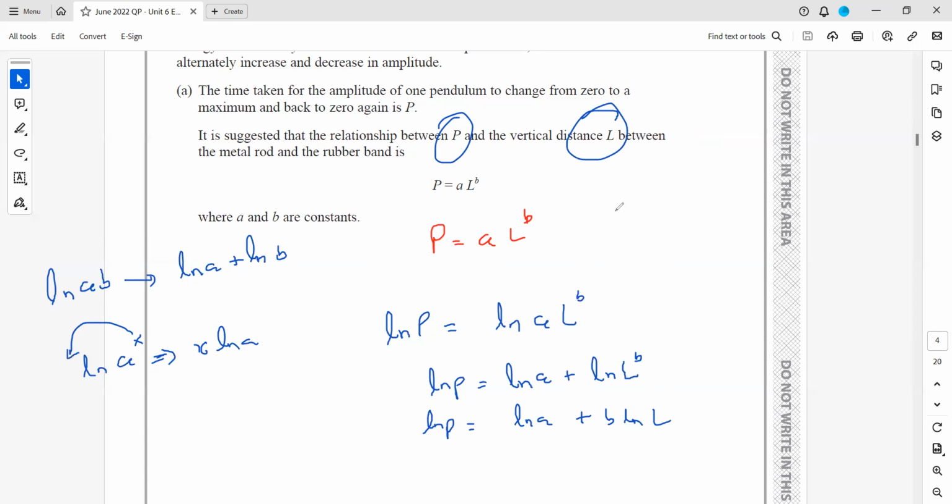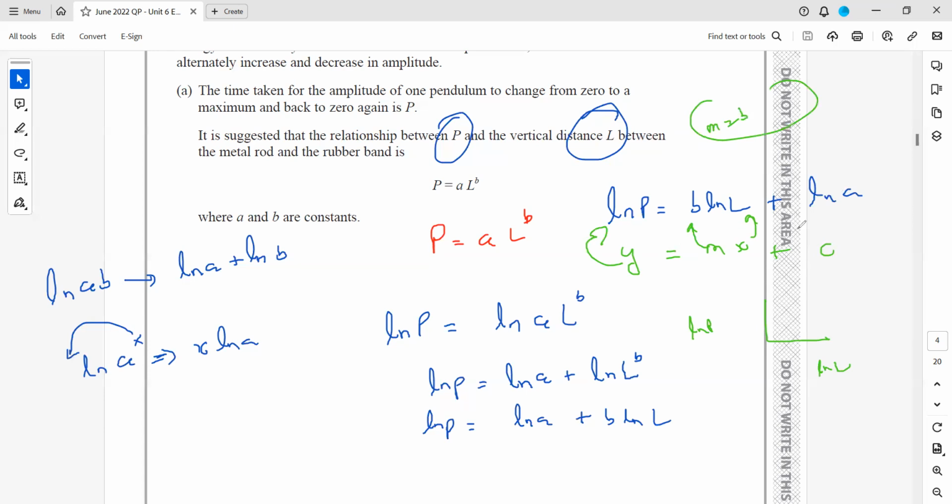So if I rearrange this equation, I can say ln P is equal to B ln L plus ln A. Now, when I compare it with the equation of a straight line, y equals mx plus c, on the y-axis I plot ln P and on the x-axis I plot ln L. The gradient will be B, so it must be a straight line. But this straight line will not pass through the origin because there's a y-intercept, positive or negative. So this should be the graph.